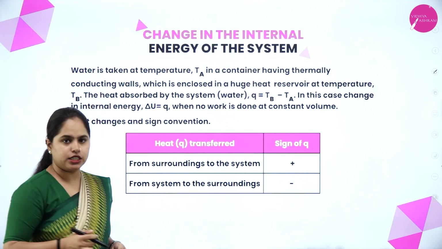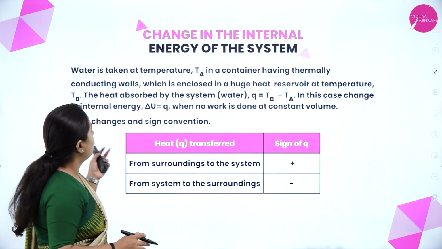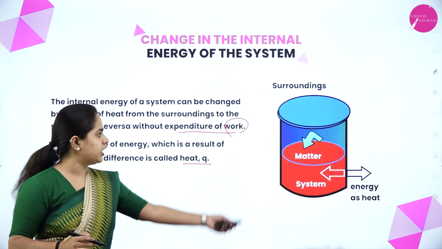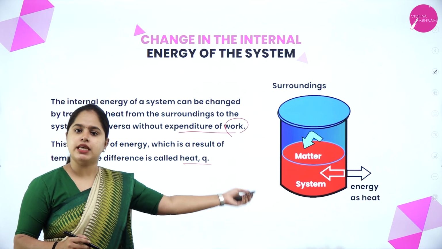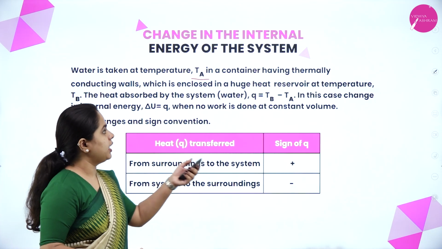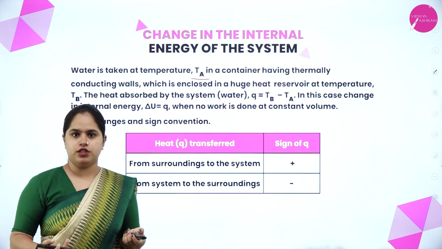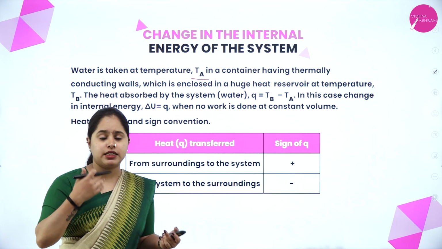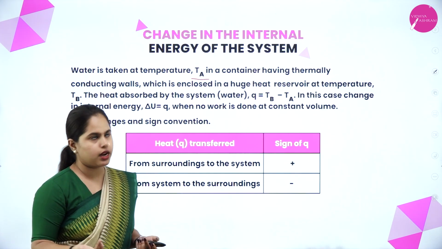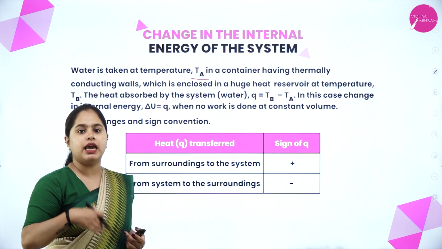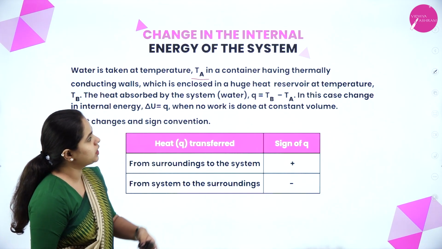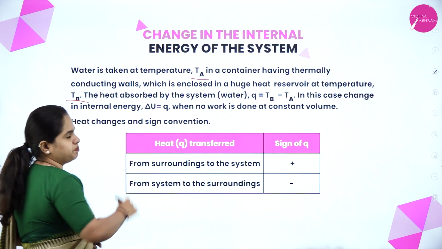Now, in this condition, water is taken at a temperature T_A. Initially the temperature was T_A, in a container having thermally conducting walls. Thermally conducting walls means the system can transfer heat between the system and the surroundings. It can conduct heat, and it is enclosed in a huge heat reservoir at temperature T_B.